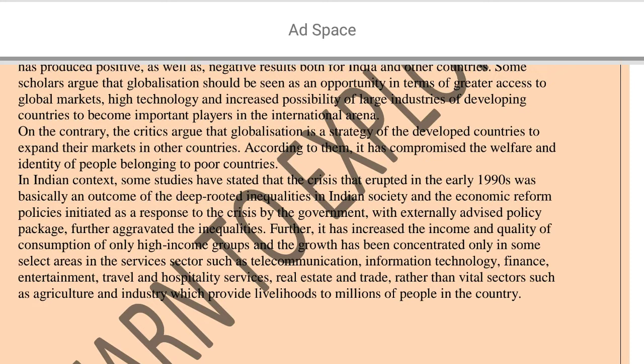It has not benefited the whole country at large or at an equal level. It has increased the income and quality of consumption for the high income groups, for the people who are already in the higher stratum of income, people who are involved in those service sectors. On the other hand, it has led to a deterioration of sectors like agriculture and industry, which provide livelihood to millions of people in the country. So this is the viewpoint of a group of scholars who have studied the Indian context and this new economic policy. So guys, this is done.